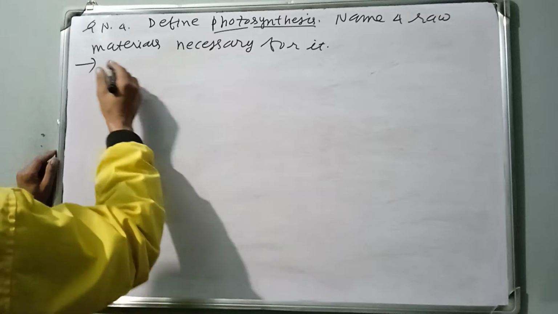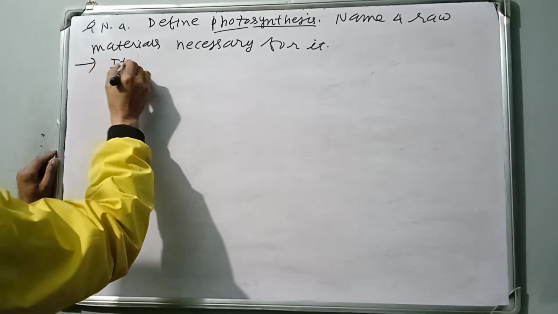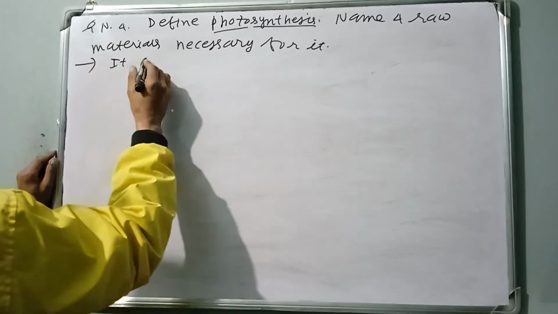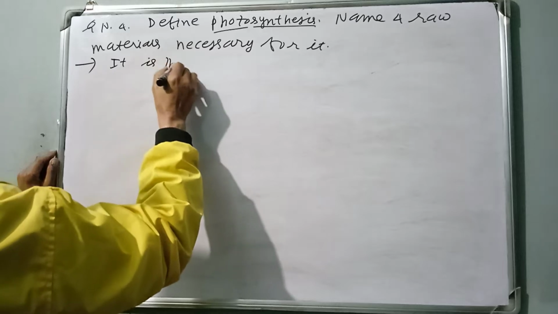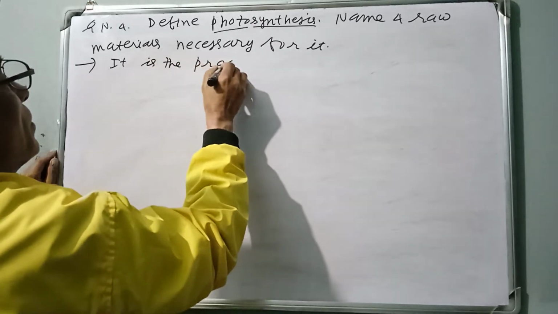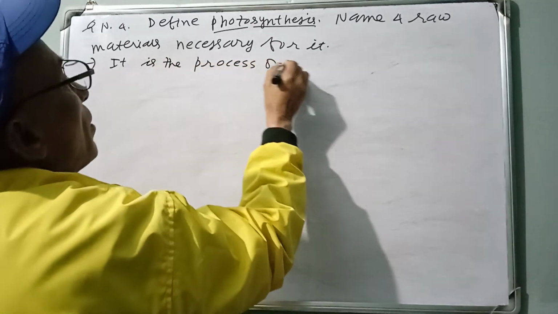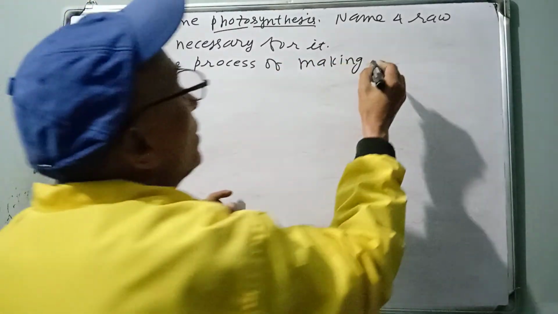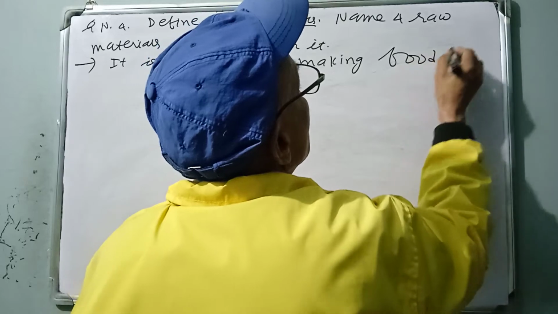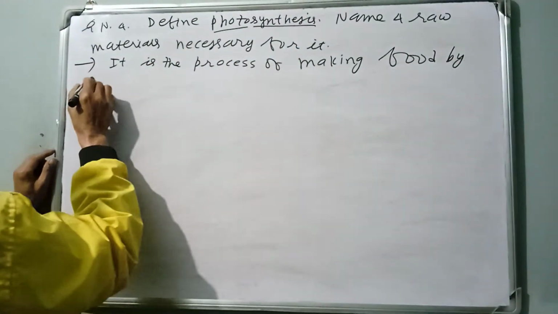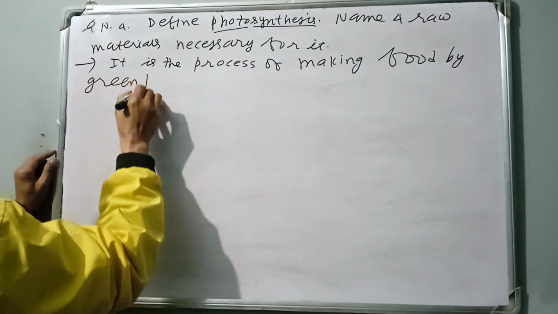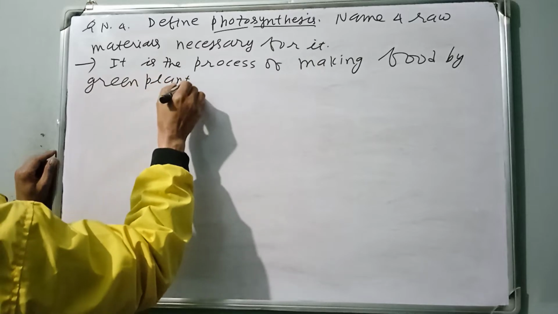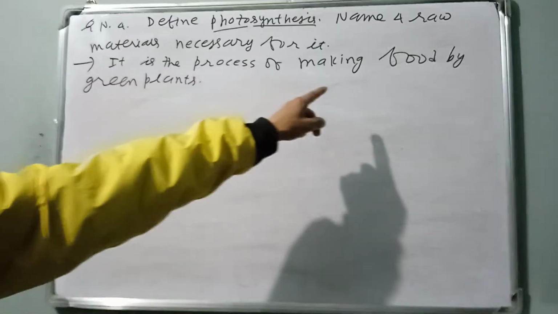Now what is photosynthesis? Photosynthesis is the process of making food by green plants in the presence of sunlight.